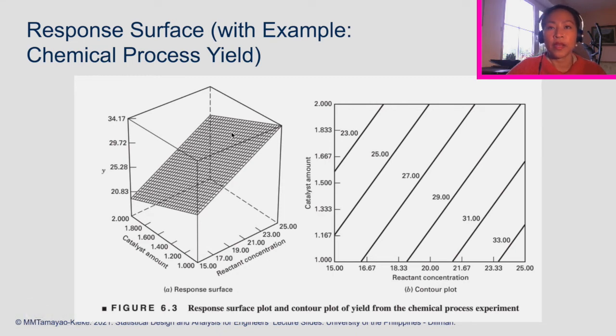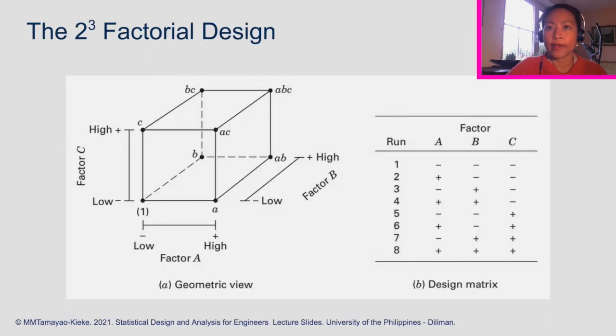Now, this can then be used to determine the direction of potential improvement for this chemical process. The formal method for interpreting the response surface is the method of steepest ascent, but we will discuss that later on. Again, these are figures and tables from Design and Analysis of Experiments by Montgomery.